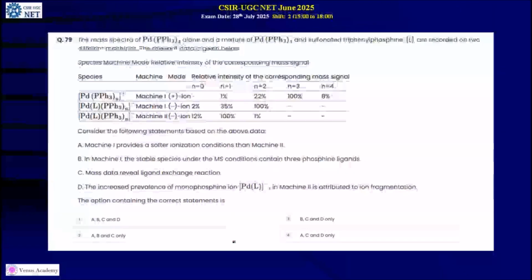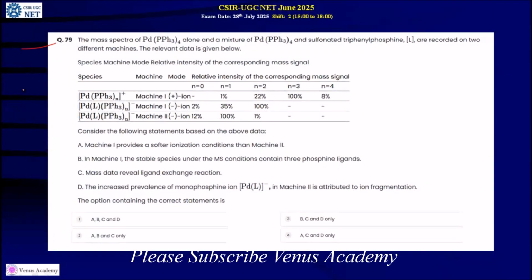Next, question number 79. The mass spectra of palladium tetrakis(triphenylphosphine) alone and a mixture of tetrakis(triphenylphosphine) palladium and sulfonated triphenylphosphine, that is the ligand, are recorded on two different machines. The relevant data is given below: species, machine, mode, and the relative intensity of the corresponding mass signal. Species, machine, and the relative intensity of the corresponding mass are given here.